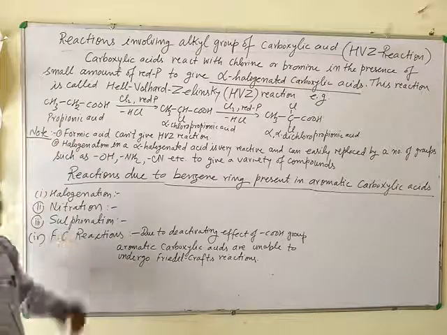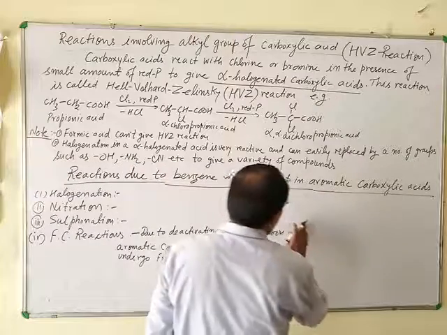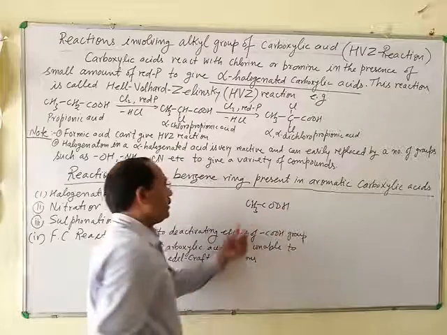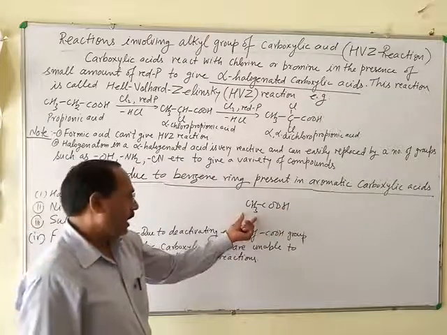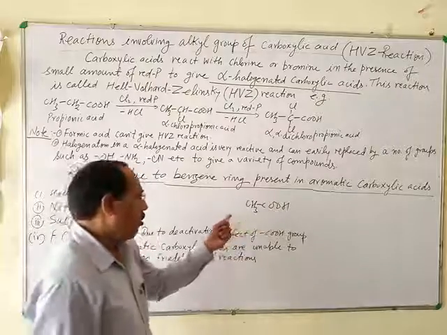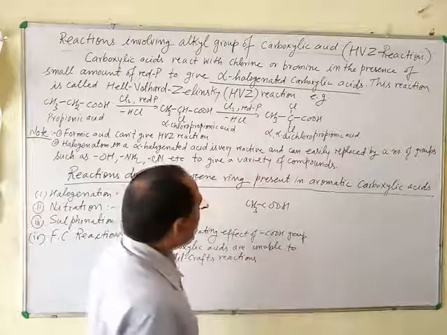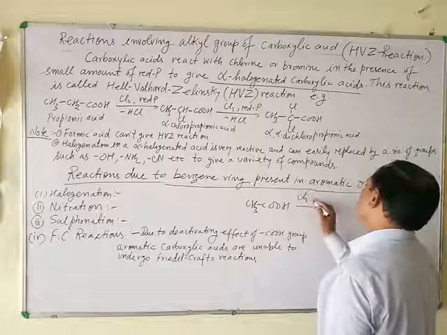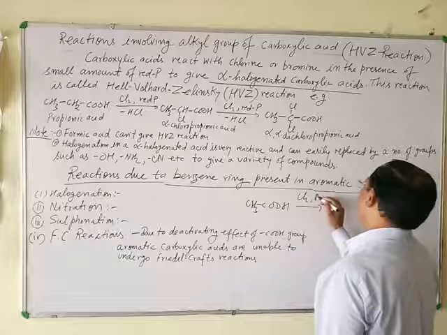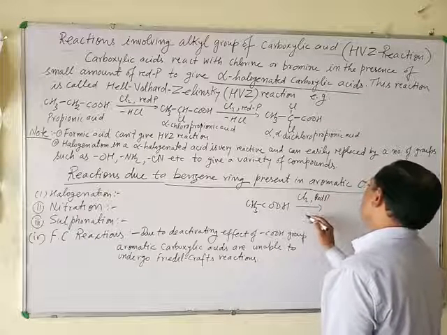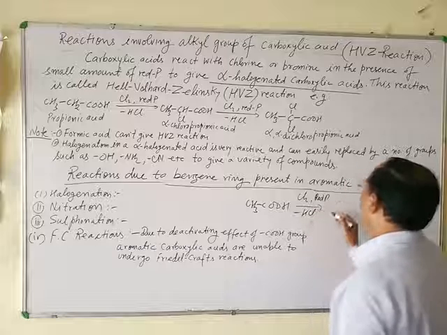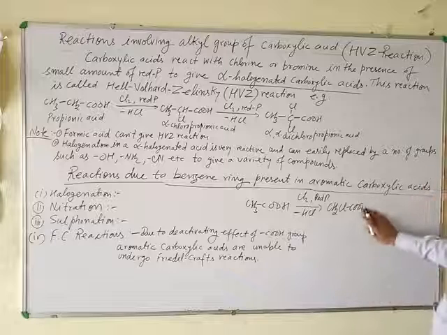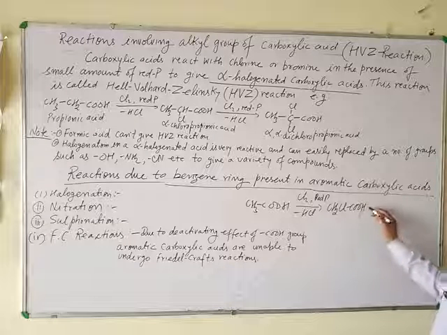If we take acetic acid in place of propionic acid, CH3COOH, it has three alpha hydrogens. So one by one, all the alpha hydrogens get replaced by chlorine or bromine. For example, when it is chlorinated, means it reacts with chlorine in presence of red phosphorus, first HCl is removed and monochloroacetic acid is formed. This is monochloroacetic acid.